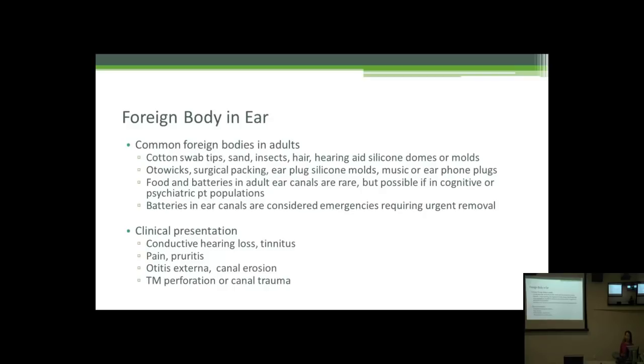So if it's a foreign body, just send them to ENT. If it's something you feel very comfortable with, you can try flushing it, but if it gets lodged even further and they're having more pain, obviously stop and send them to an ENT doctor.